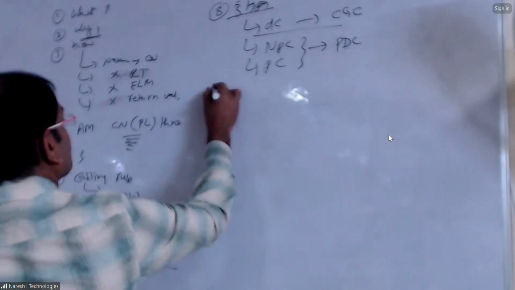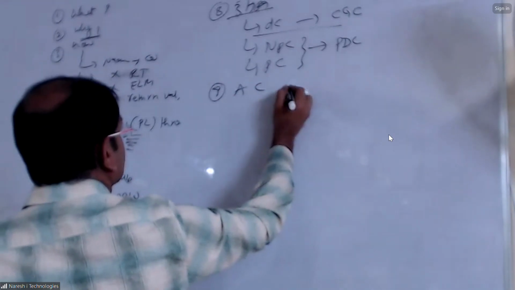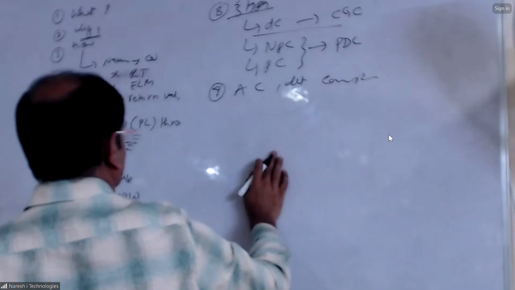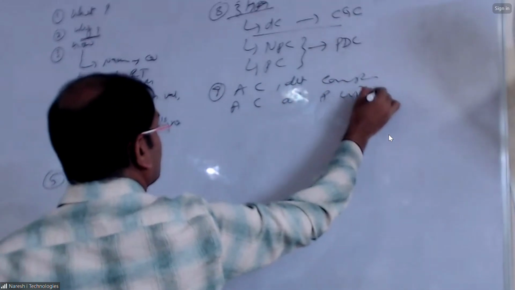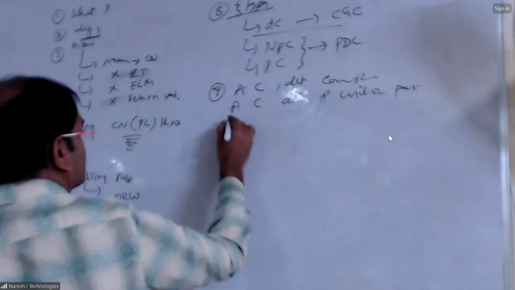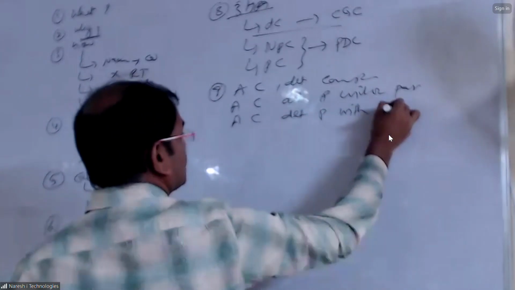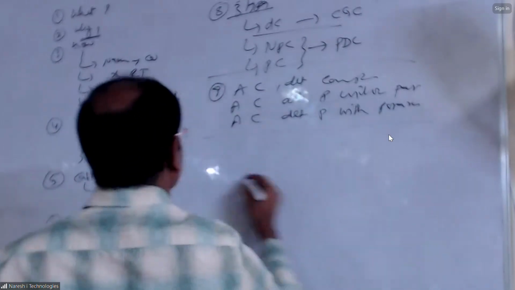Then when to use which constructor? What is a default constructor? A constructor that is defined by the compiler is called a default constructor. A constructor that is defined by the programmer without parameters is called a no-param constructor. A constructor defined by the programmer with parameters is called what? Parameterized constructor. Okay, nice.